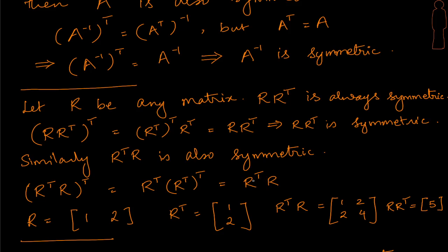But there is one important catch here. Many times R R transpose and R transpose R are quite different. These two matrices are symmetric, but that doesn't make them the same. R R transpose is totally different from R transpose R. Here is a simple example. Let's say I have a 1 row 2 column matrix, a 1 by 2 matrix. Its transpose is a 2 by 1 matrix.